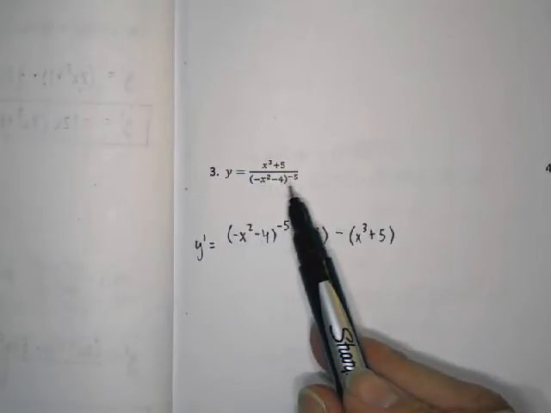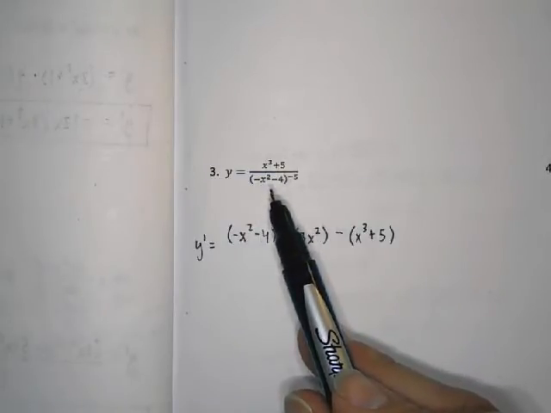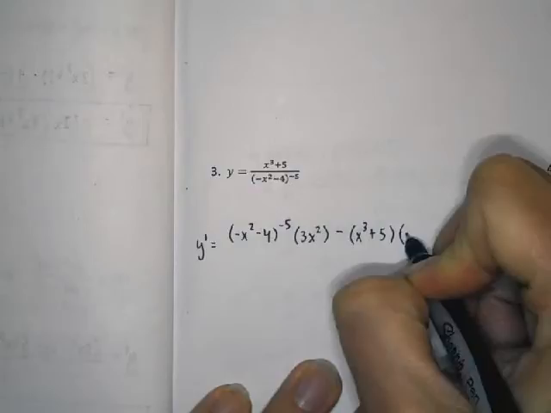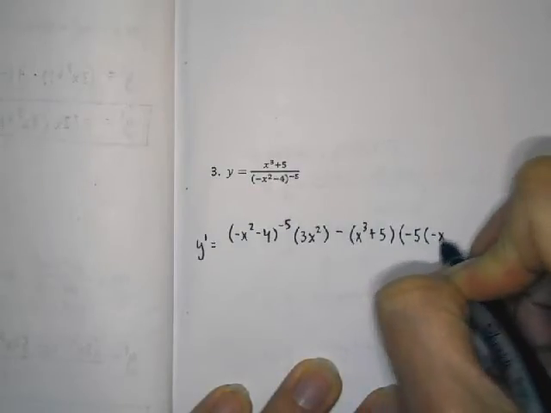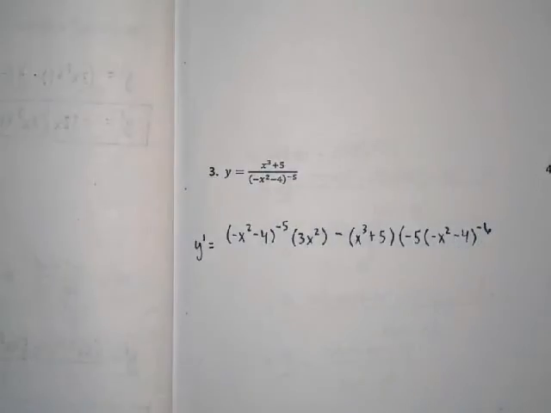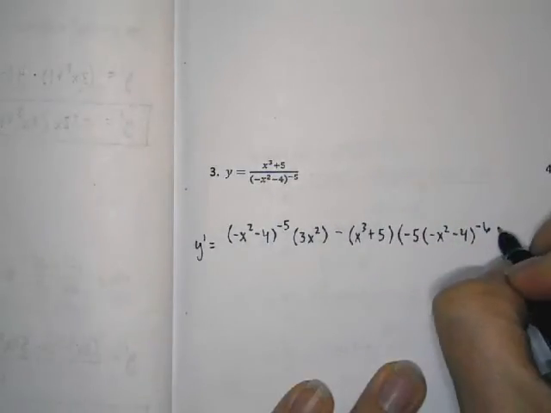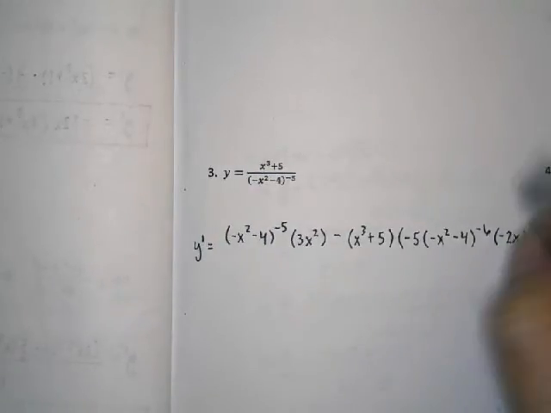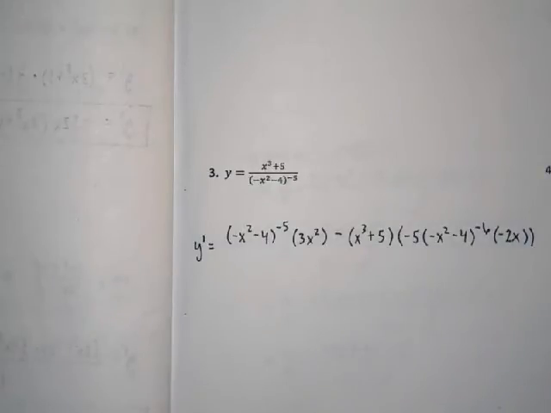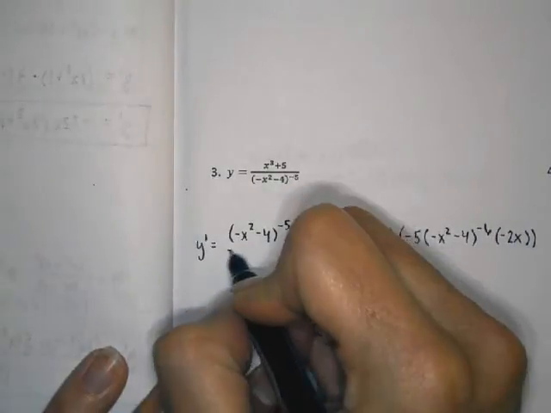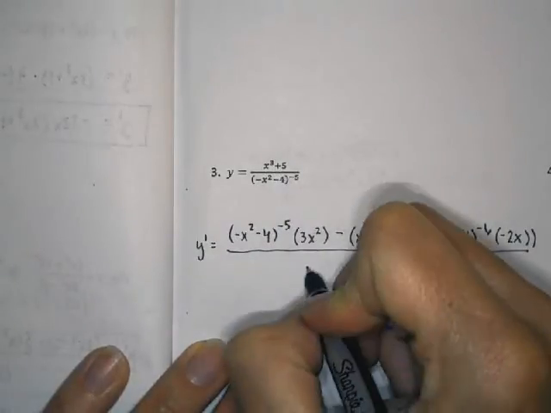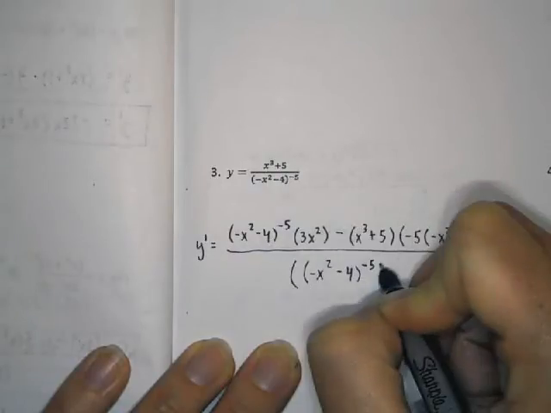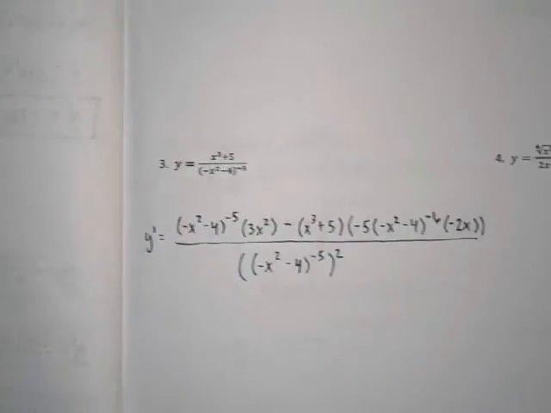We have an outer function, x to the negative 5th, and an inner function, negative x squared minus 4. So we're going to deal with our outer function first, so I have times negative 5 times negative x squared minus 4 to the negative 6th power. And now I'm going to differentiate the inside, so I'm going to multiply by a negative 2x. And then we know that is all over our low squared, so negative x squared minus 4 to the negative 5th, and we square that function.